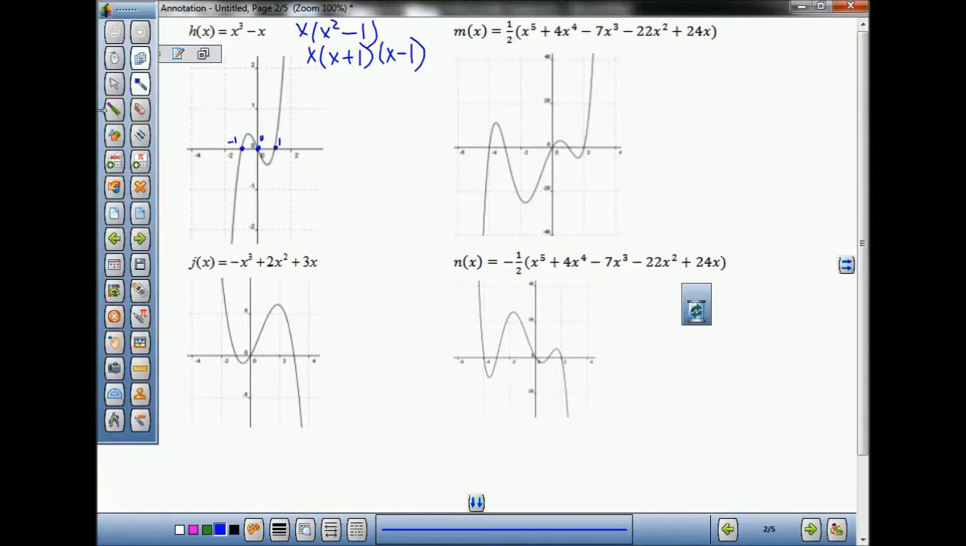So now that I know that, I'm going to look at where this function is positive. It is positive from here to here.